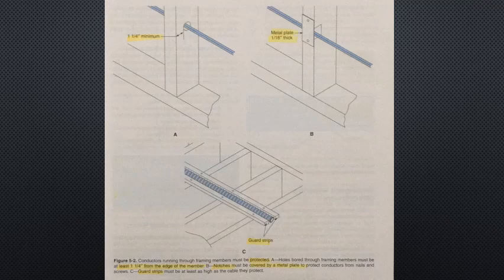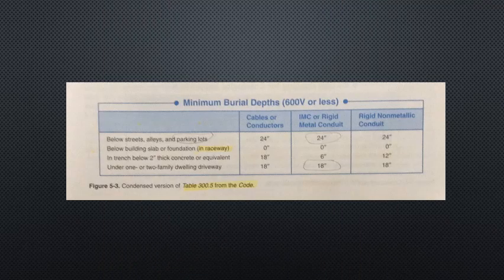Rules for buried conductors. Conduit, cables, and other raceways that are buried must meet specific criteria. The conductors must be protected so that damage does not occur. Table 300.5 of the Code lists the minimum burial depth for conductors 600 volts nominal or less. The table in Figure 5-3 shown on the screen is a condensed version of Table 300.5.